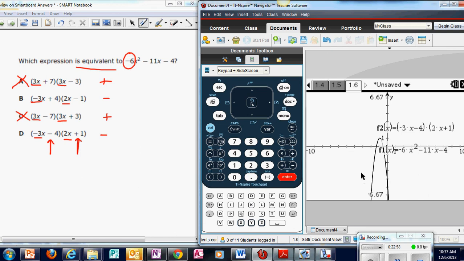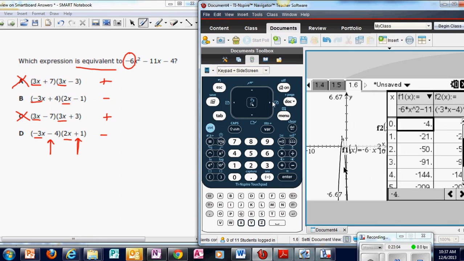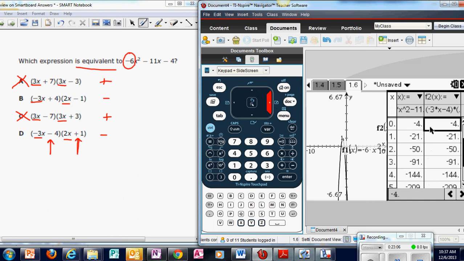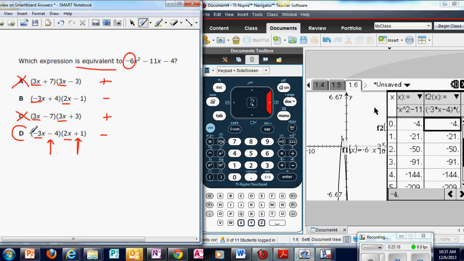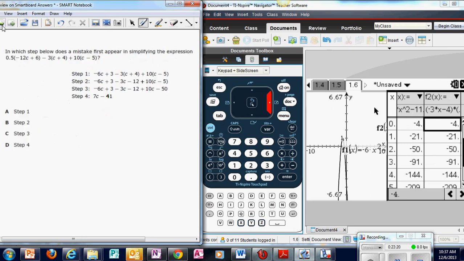If you wanted to verify, well, how do I know it's just not somewhere else on the screen? You look at a table. Control T and arrow to the right, and you see you have the exact same values. That was another way that you could have just compared the tables. And if you have all the same x values for f of 1 and f of 2, you got the same equation. So your answer is D.